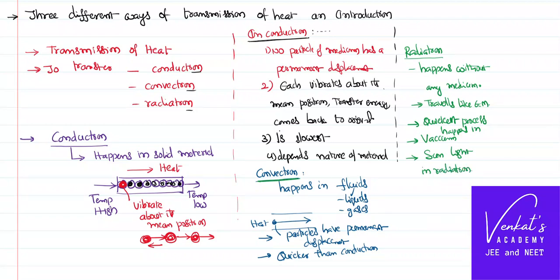These are the three different ways of transmission of heat, as I told you. Conduction happens in solids, slowest. Convection happens through fluids, a little quicker. Radiation happens in vacuum, that's the quickest process. So in conduction, no particle has a permanent displacement. In convection, particles have a permanent displacement. In radiation, there are no particles itself. That's how we can compare these three modes of transmission of heat.